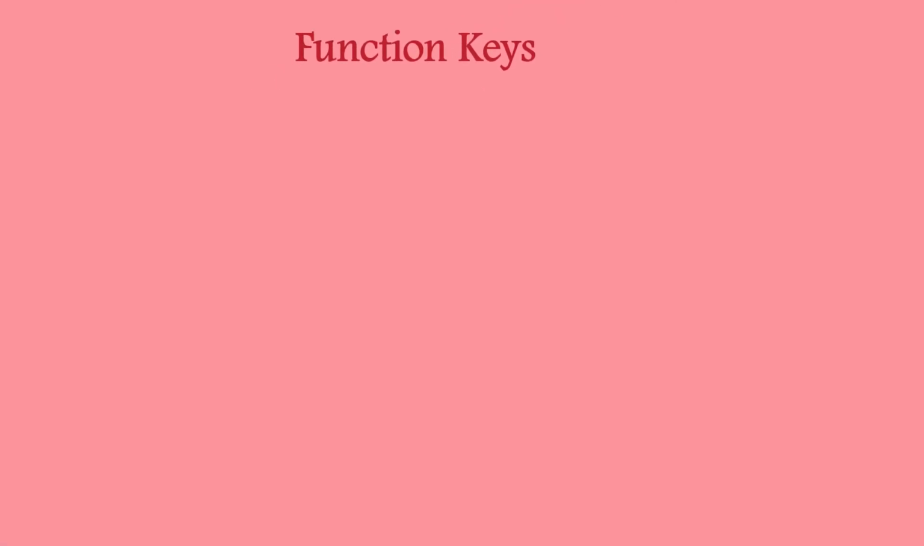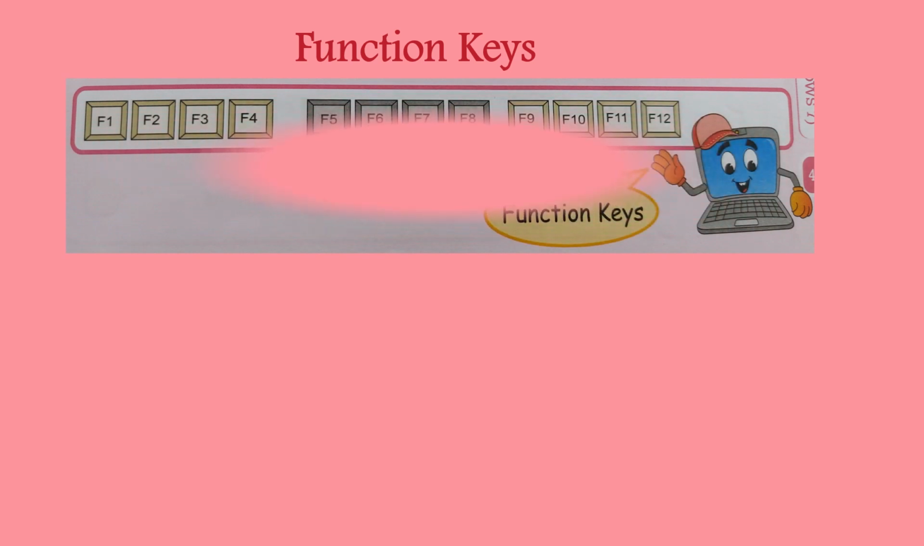Next are the function keys. There are 12 function keys marked F1 to F12. Here you can see in the picture F1, F2, F3, F4 till F12. Function keys perform different functions. Function keys are located in the topmost row of the keyboard.